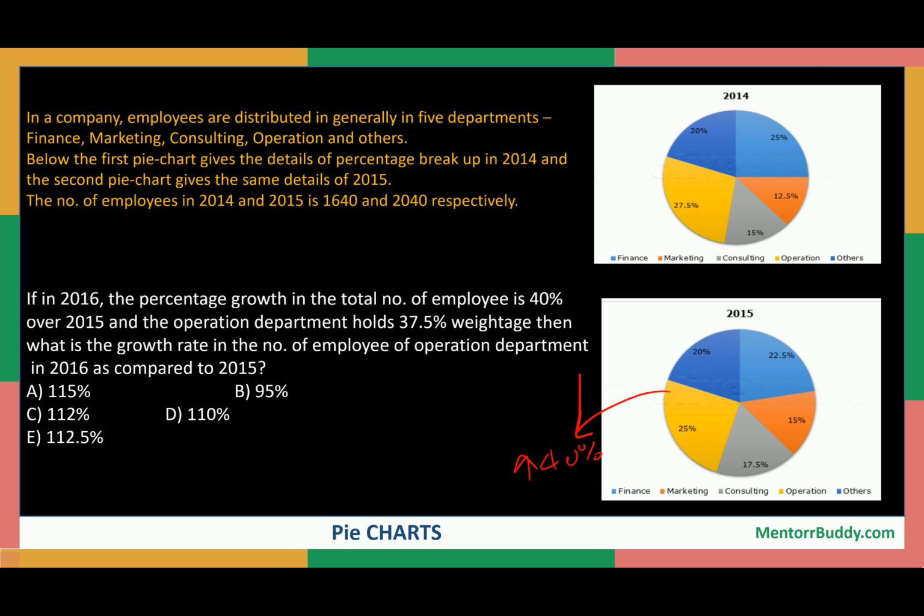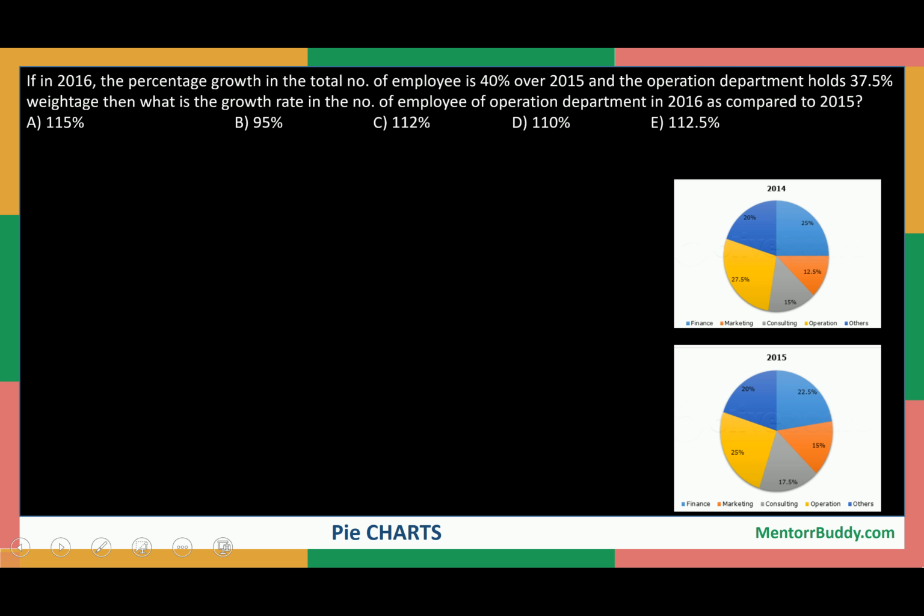And the operation department holds 37.5% weightage. It means in 2016 the operation department holds 37.5% weightage, whereas in 2015 it holds 25% weightage, right? So they are asking what is the growth rate in the number of employees of the operation department in 2016 as compared to 2015. So we need to solve this question. We'll just quickly solve it.